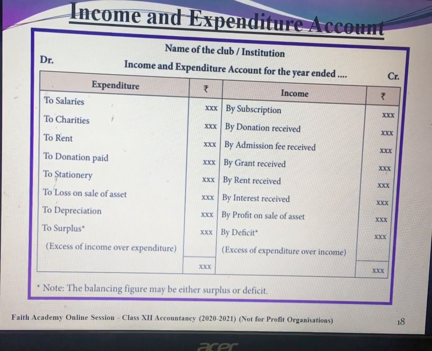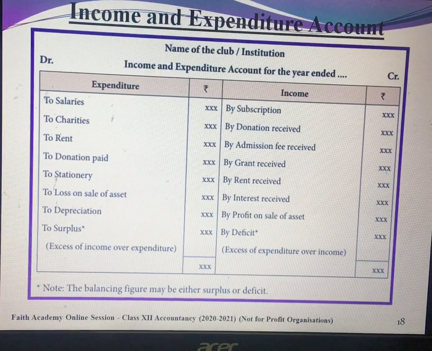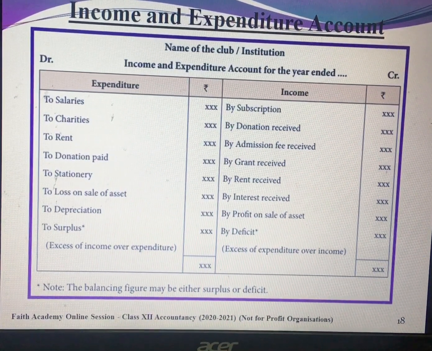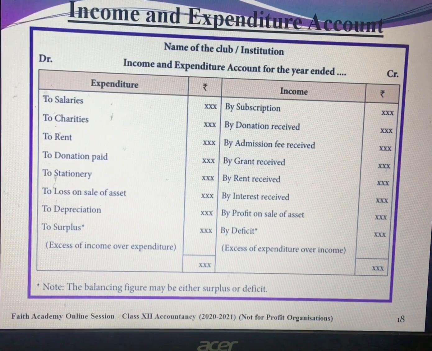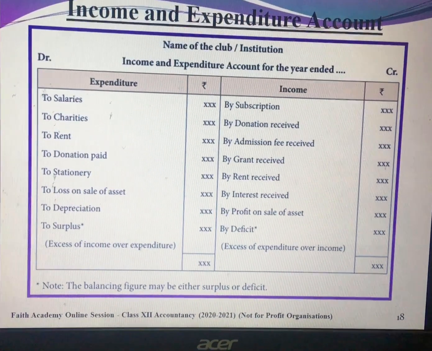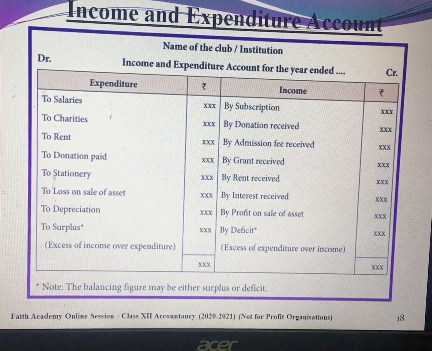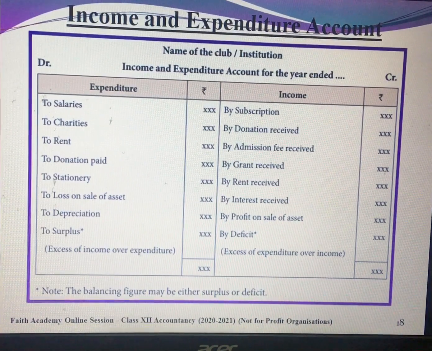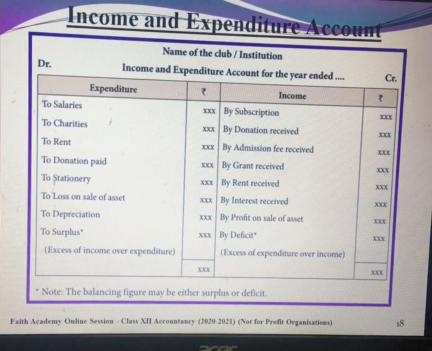If income is more, expenditure is less, surplus will come on the debit side. If expenses are more, income is less, deficit will come on the credit side. Either of the two will come. Either it will be a surplus or it will be a deficit for the not-for-profit organization. It's not net profit or net loss. They have surplus or deficit.